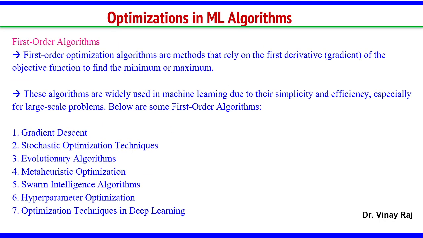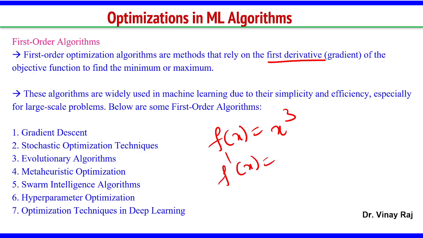The first order optimization algorithms are methods that rely on the first order derivative. So, if you have a function f of x equal to x cube, what is its first order derivative? f dash of x is 3x square, right. There are some algorithms which only depend on the first order derivative, the gradient of the objective function, to find the minimum or the maximum. Those kinds of algorithms are called first order algorithms.